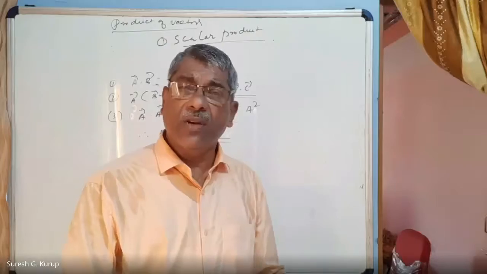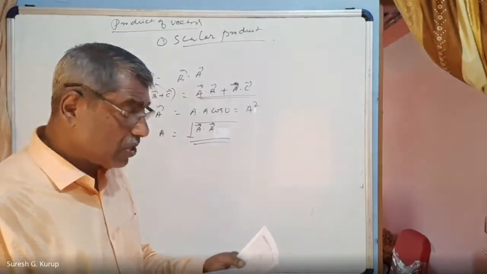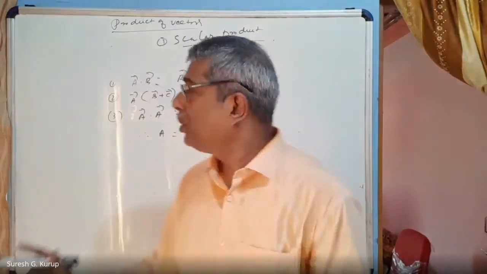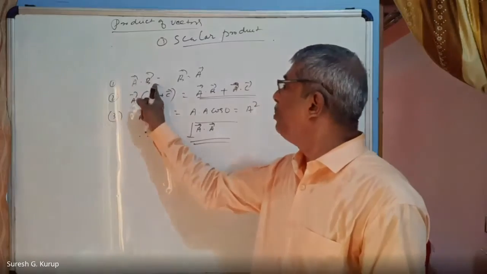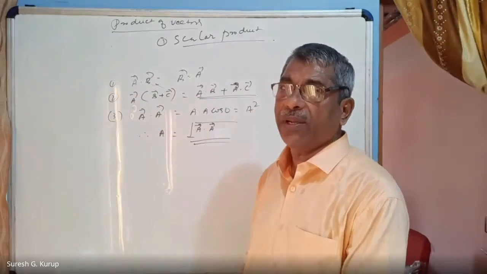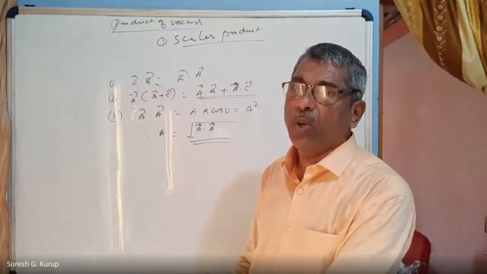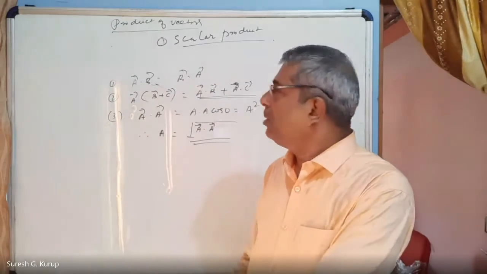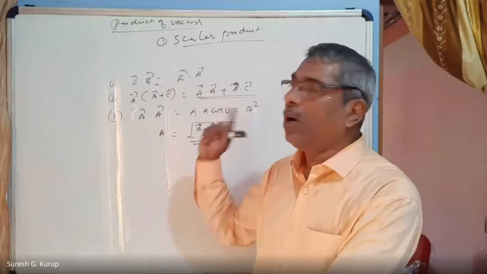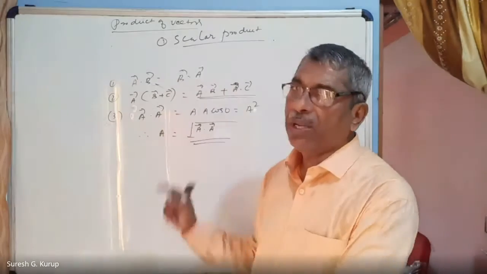So these properties are very important. The first one is, as you see on the board, that vector A dot vector B is equal to vector B dot vector A. Why is it like this? Because scalar product is only magnitude. The magnitude of A dot B will always be the same as the magnitude of B dot A, right?